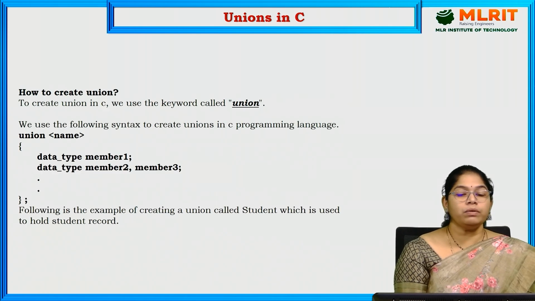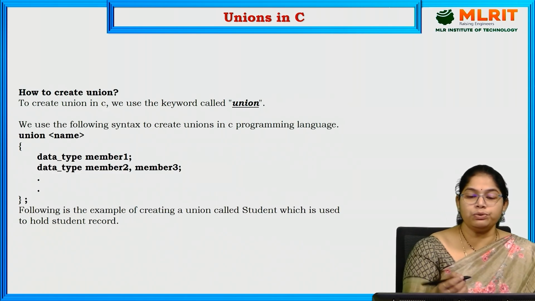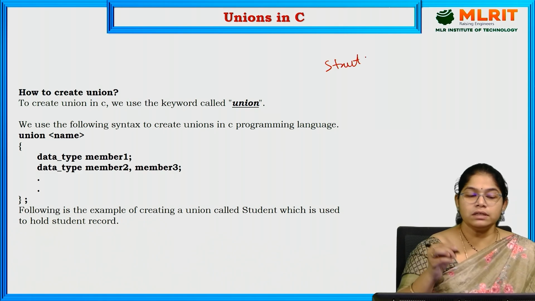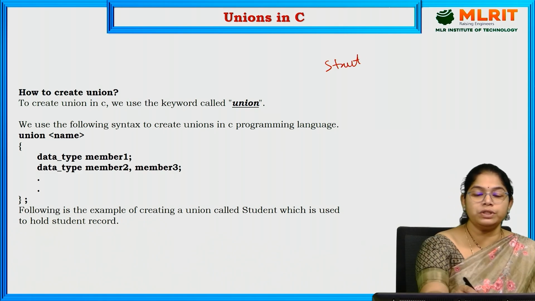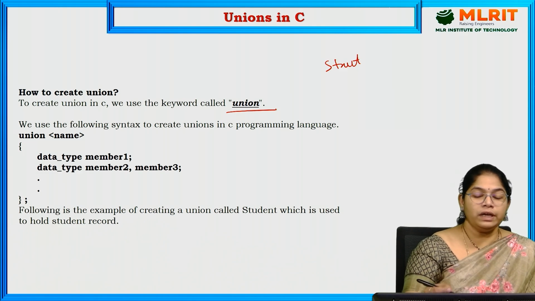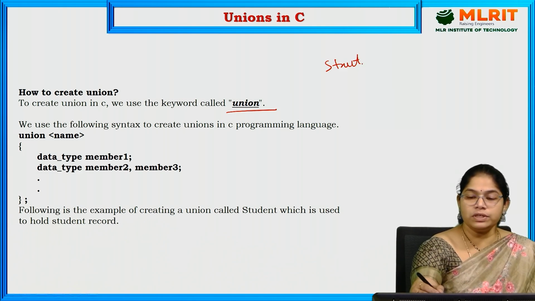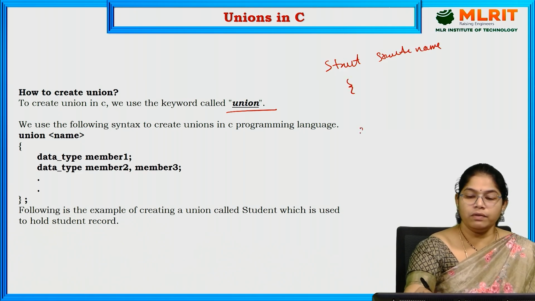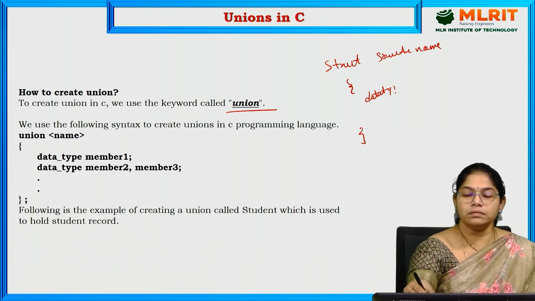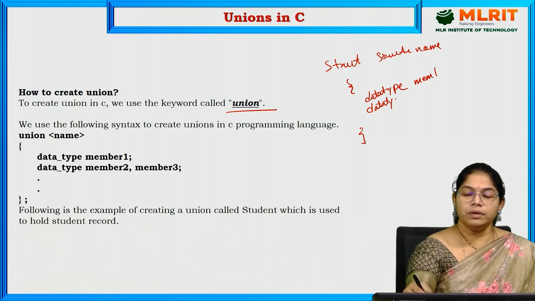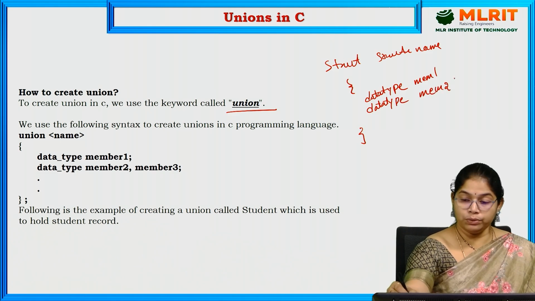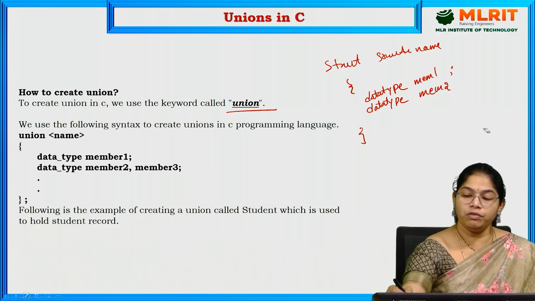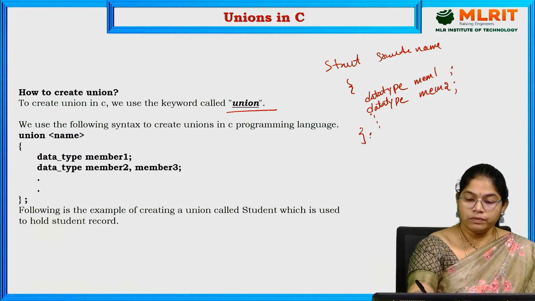Then, how to create a union? Just as we write a structure using the keyword struct, to create a union, we have to use the keyword union. What is the syntax? The structure syntax is struct, then the structure name, then the data type and member 1, data type and member 2, and so on. We can write n number of members, and it ends with a semicolon.